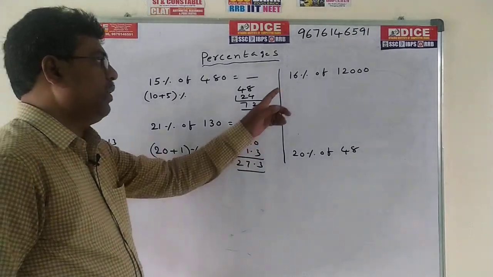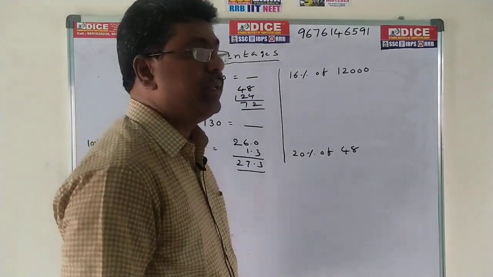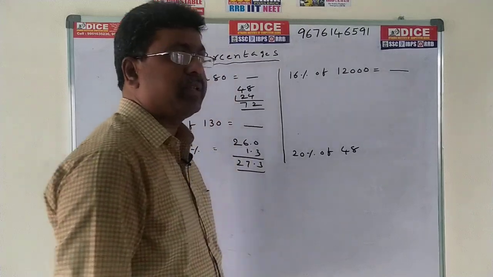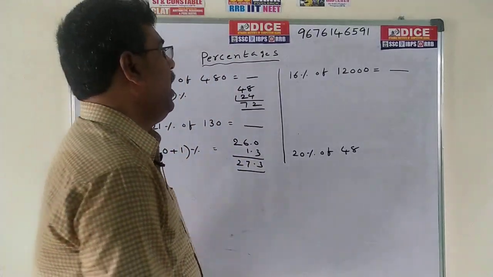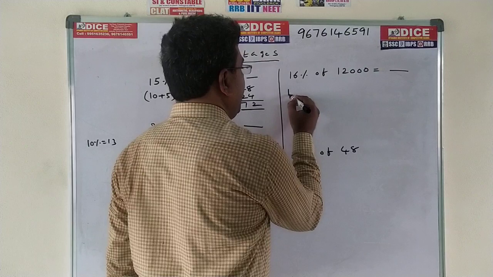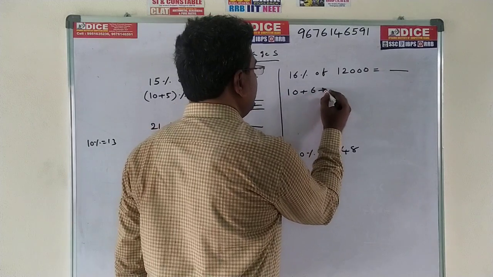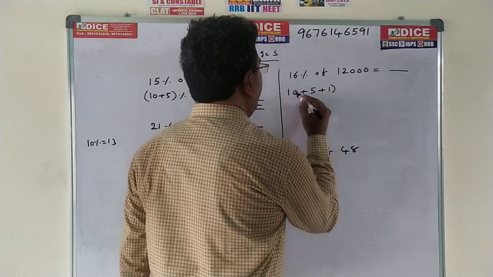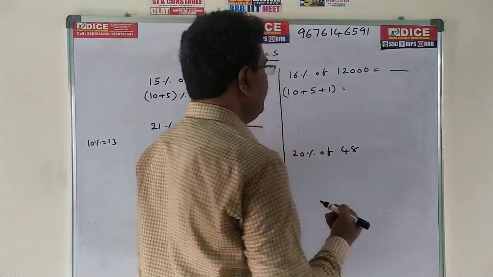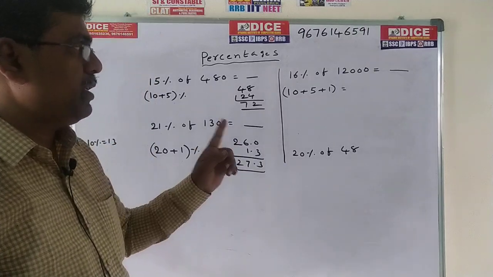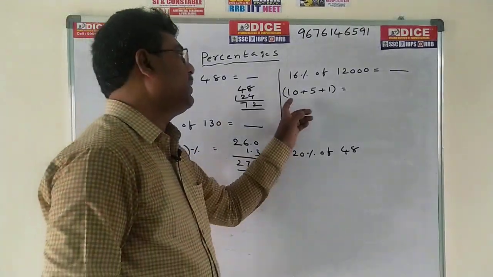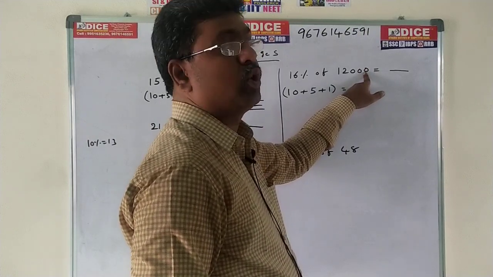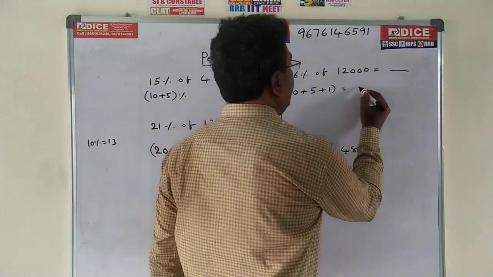If you go for this one, 16% of 12,000 is equal to dash. I am writing this 16% as 10 plus 5 plus 1%. Now tell me what is the 10%? You have to take a decimal after one digit, so the value becomes 1200. For 10% the value is 1200.